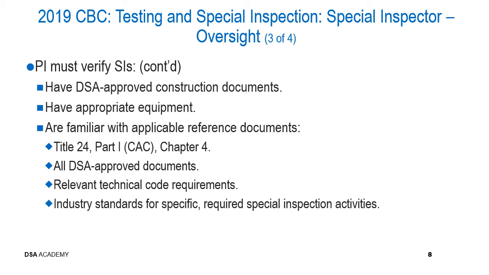Also, the PI needs to verify that the special inspectors have their appropriate equipment for the work that they're inspecting. And the special inspectors also need to be familiar with all of the applicable reference documents. So Title 24, Part 1, the Admin Code, Chapter 4, there's a lot of items in there. All of the DSA approved documents that we went over, including any of the changes. And then also the relevant technical code requirements that may be relevant to the work being inspected. And also, lastly, the industry standards for the specific required special inspection activities. So the PI needs to verify that the special inspector has all of that information.